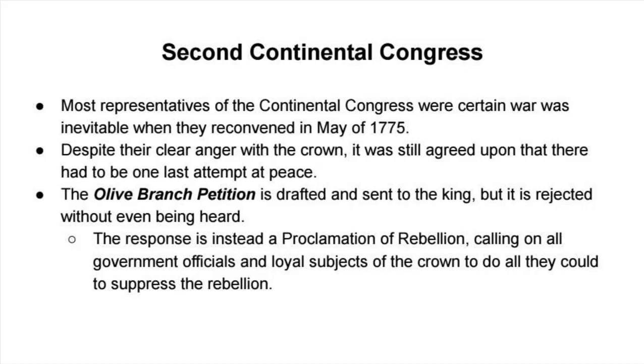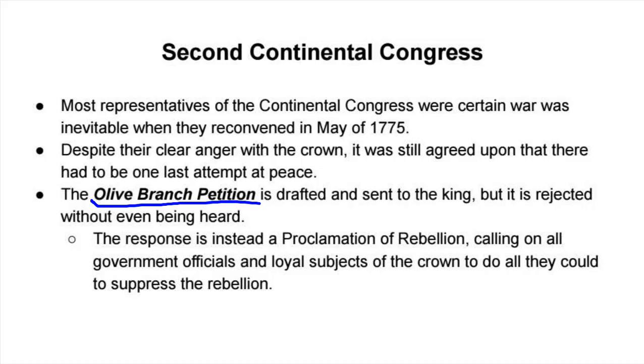Despite these feelings, cooler heads attempted to prevail by convincing the members at this second gathering to issue the Olive Branch Petition. Now, the Olive Branch goes back to biblical times, and to offer an olive branch means let's put the past behind us, let's not dislike each other anymore. And this is sent to the king, but the king won't even look at it. He says, issue a proclamation of rebellion, and we're going to put these people down by force.